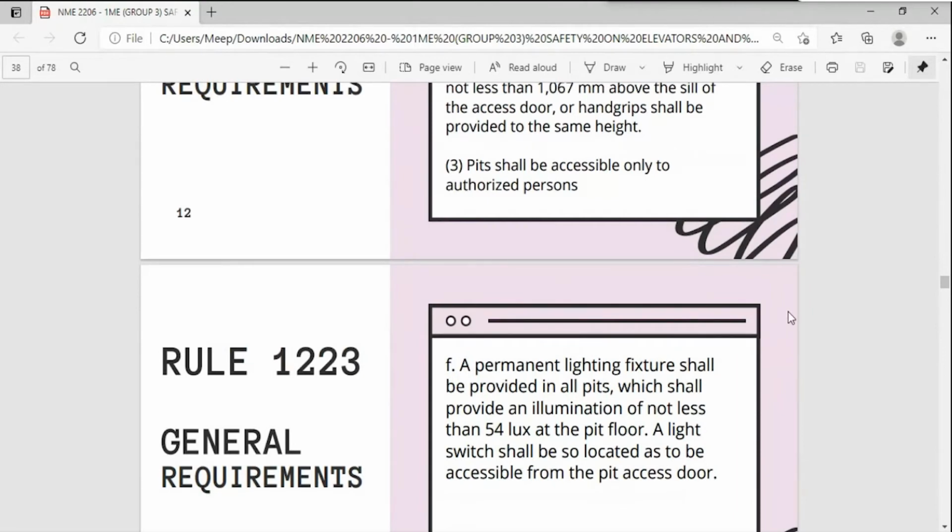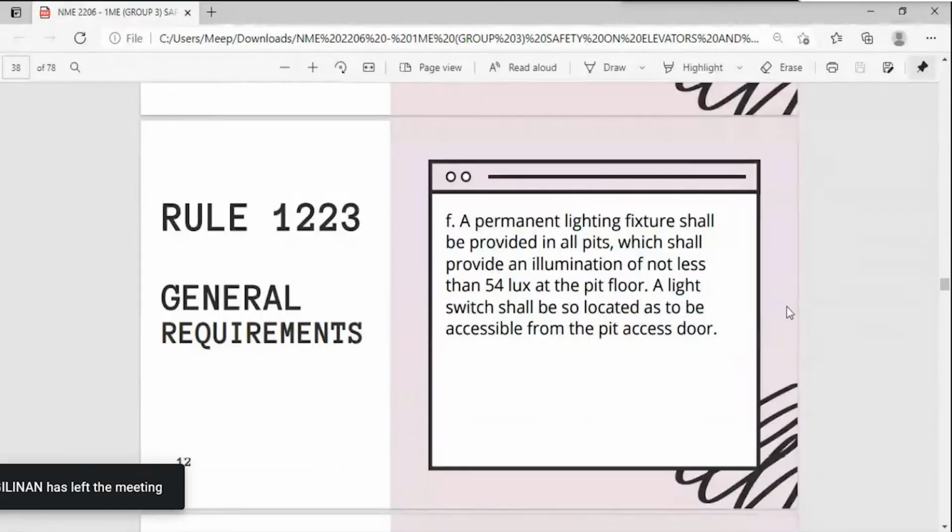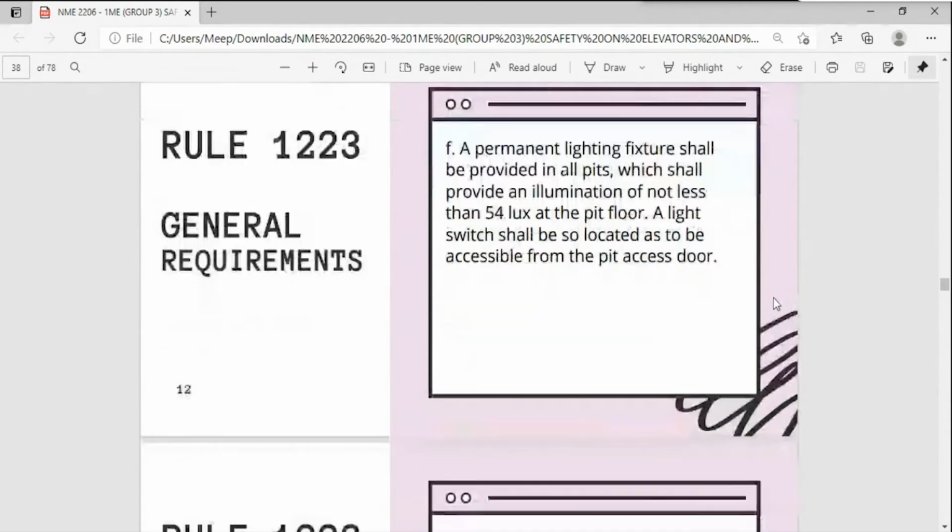Next, a permanent lighting fixture shall be provided in all pits, which shall provide an illumination of not less than 54 lux at the pit floor. A light switch shall be located so as to be accessible from the pit access door. Kumbaga, kunyari po mag-blackout, meron po siyang permanent lighting or meron po siyang emergency lighting dun po sa ibabaw ng elevator car, which has at least 54 lux at the pit floor po.